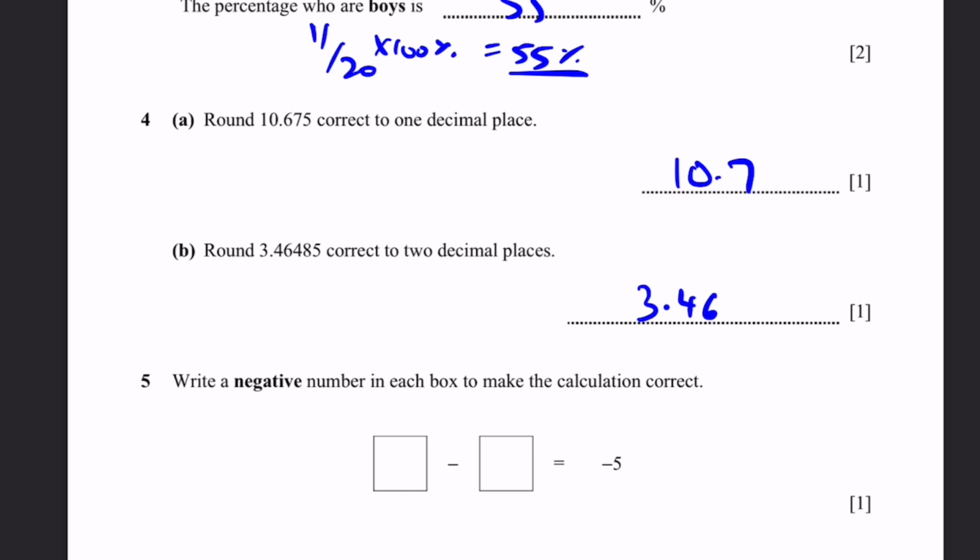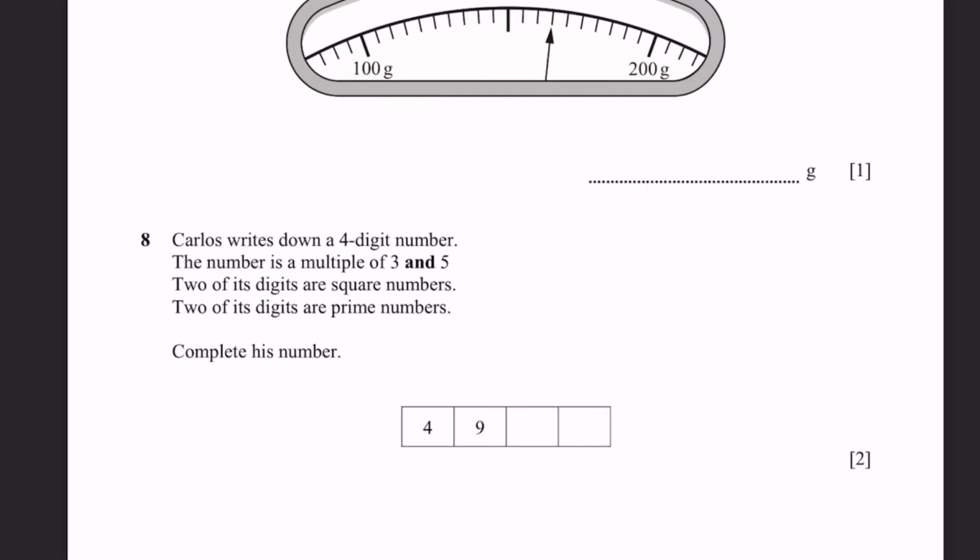We don't change it. Question 5. Write a negative number in each box to make the calculation correct. Dash minus dash equals minus 5. There can actually be any negative number. We have to make sure that, let's say we have minus 10 minus minus 5. So, minus 10 minus minus 5, that's the same thing as minus 10 plus 5, which is minus 5. So these two have to be 5 away from each other, and this has to be less than this. Only then we will get the answer minus 5. For example, minus 15 minus 10 will work. And then otherwise minus 7 minus 2 also works. There's many different answers.